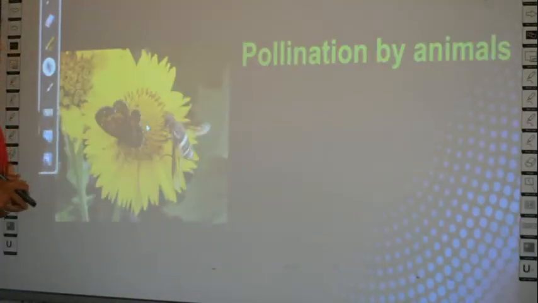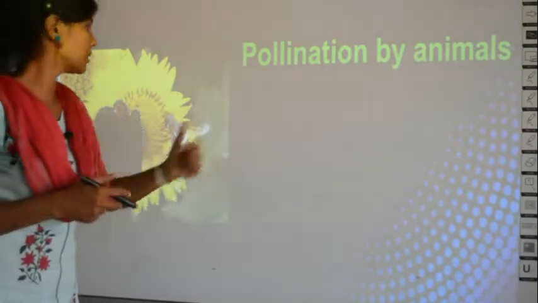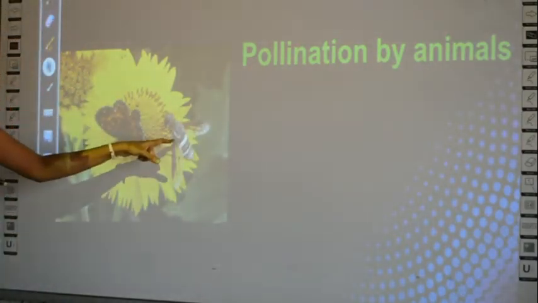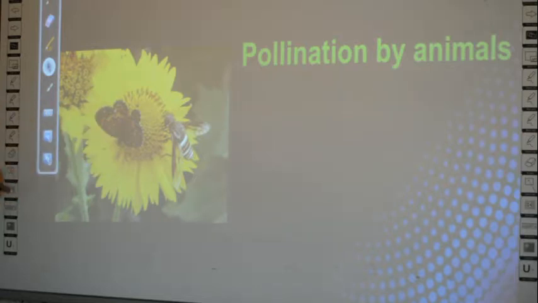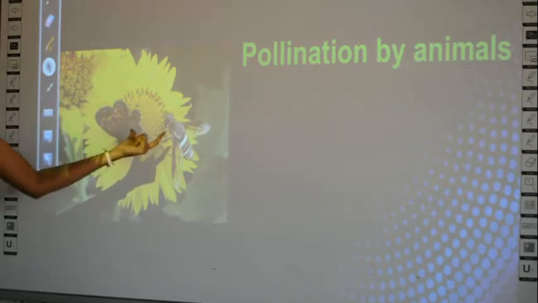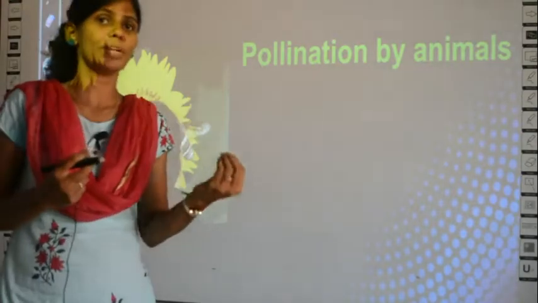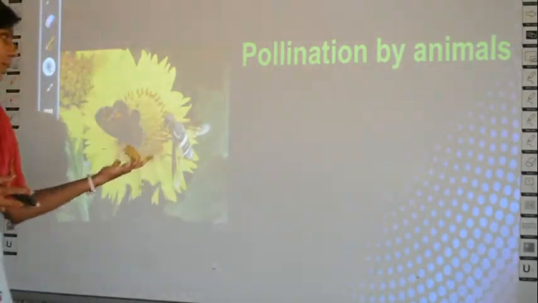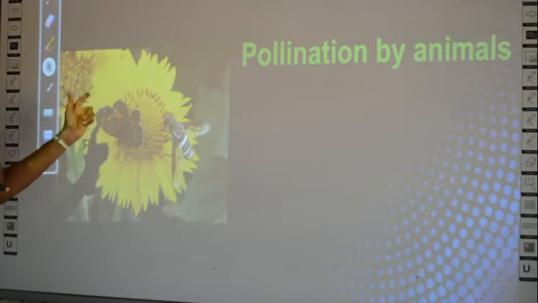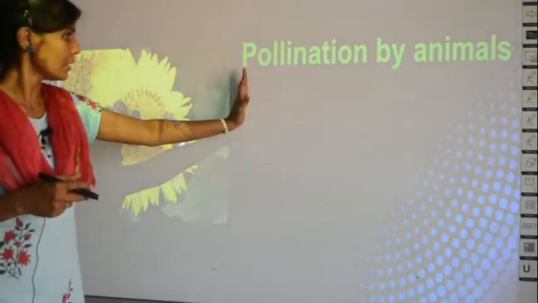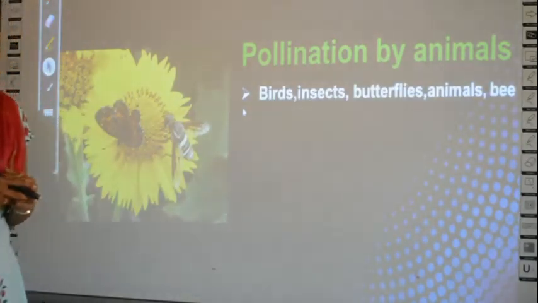So first we learn about pollination by animals. Can you see here? There is a honeybee and there is a butterfly. They are on the flower. Both of them have the habit of collecting nectar, the sweet liquid present in the flower. So what are they doing? They are collecting the nectar from a flower, but unknowingly they are involved in the pollination process.